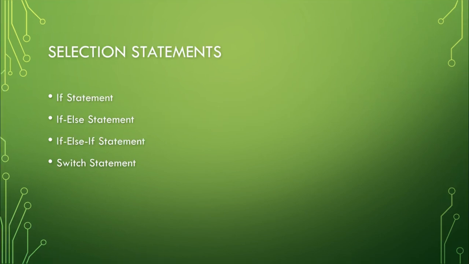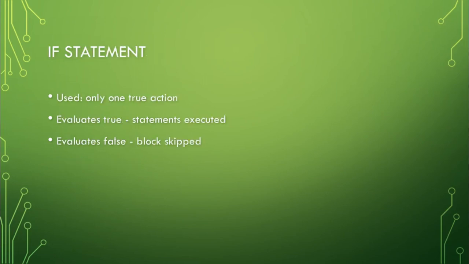Thank you. Java selection statements include the if statement, if-else statement, if-else-if statement, and the switch statement. The if statement is used when there is only one true action. If the condition evaluates to true, the statements in the block are executed. If the condition evaluates to false, the block is skipped and it moves to the next statement.